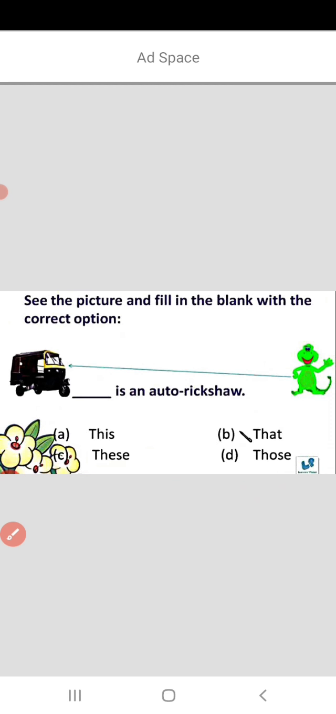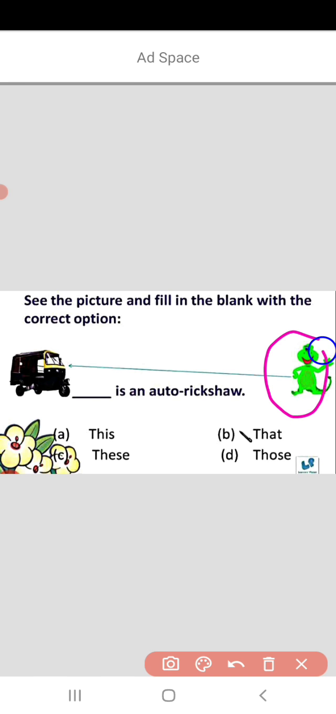Now see the picture and fill in the blanks with the correct option. So here you have to tell me the correct answer. So the first one is dash is an auto rickshaw. This is a place where I am standing. Is it near or far from me? It is far from me. Options are given. So which option will come over here? That. That is an auto rickshaw.